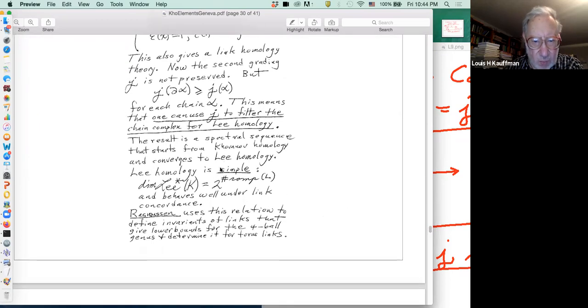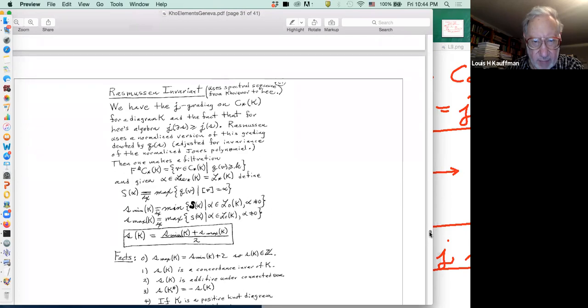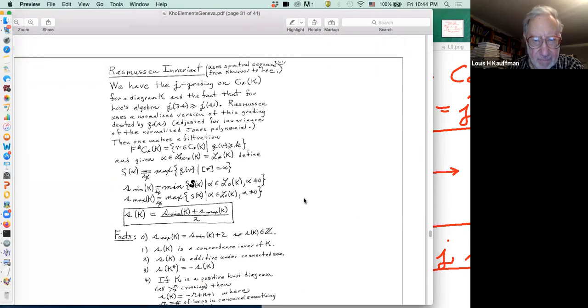So we're going to use that relationship. And now I'm giving you an outline of Rasmussen's invariant. There are some technicalities under the hood here, and maybe we won't even do them, but I am going to tell you how it gets generalized. So one of the things is it's quite natural.